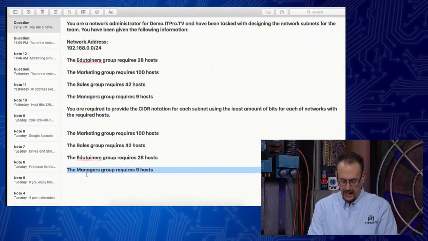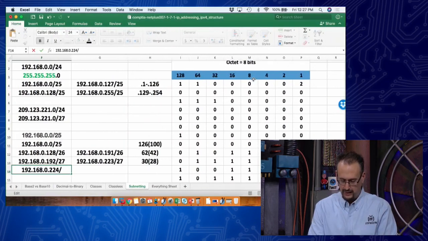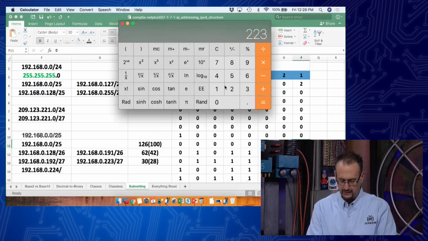All right, so how many bits do I need for 9 hosts? Well, let's go ahead and try 3 bits. Let me see. If we do 1, 2, 3 of these host bits, let's go ahead and clear our screen. Let's do 2 to the power of 3 equals.